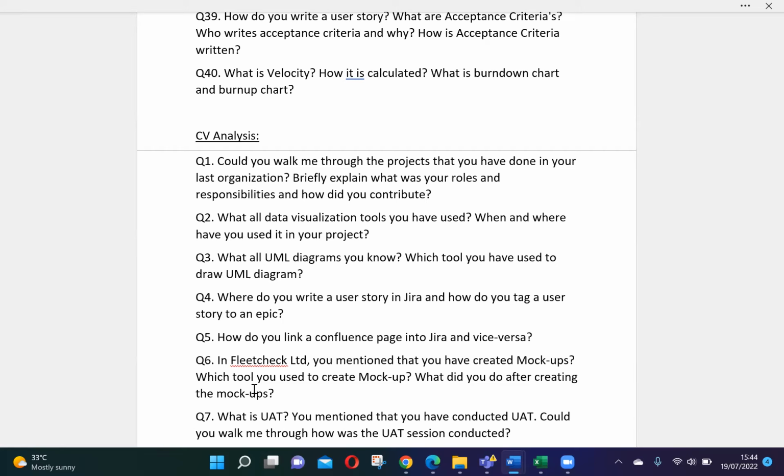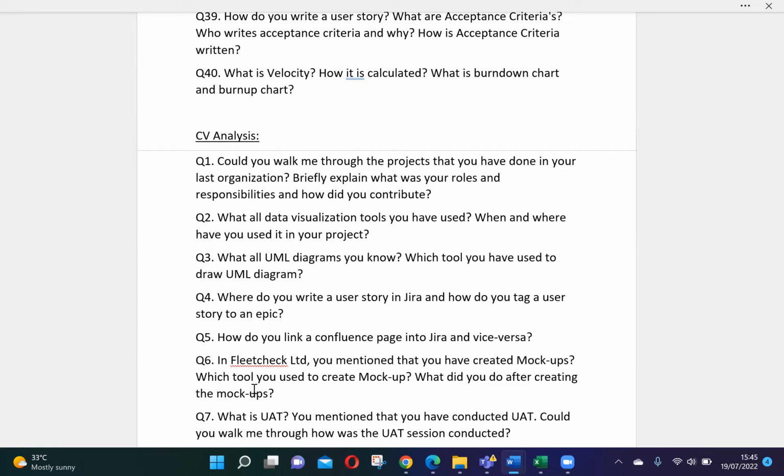I'll check how. So how do you link a Confluence page into Jira and vice versa? Hmm. So I know Confluence is a collaboration tool where we store documents, update documents, and do version control. But I'm not sure how you use it.